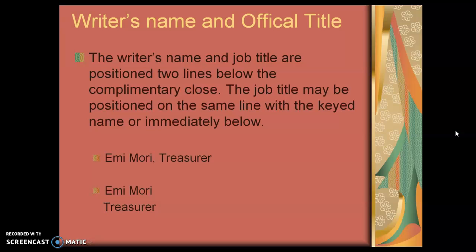Writer's name and official title. There's one you can get extra credit on. The writer's name and job title are positioned 2 lines below the complimentary close. The job title may be positioned on the same line with the keyed name or immediately below. For example, you have it here on the same line. Here you have it immediately below.